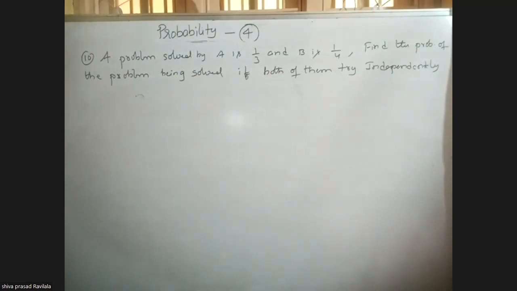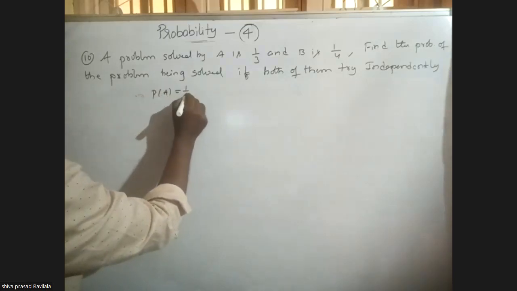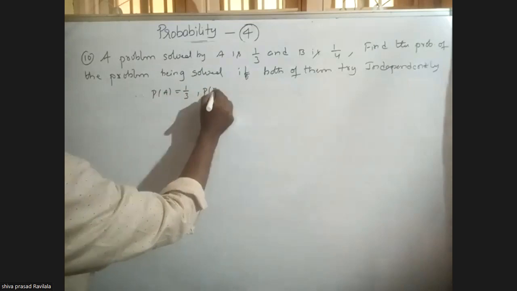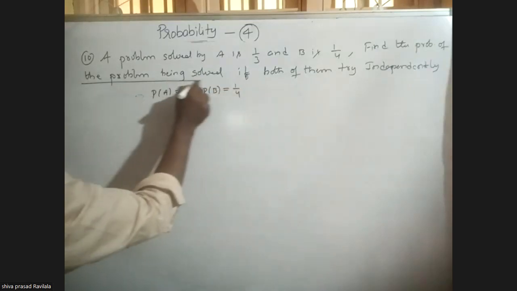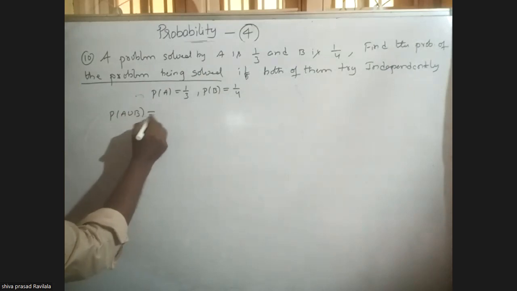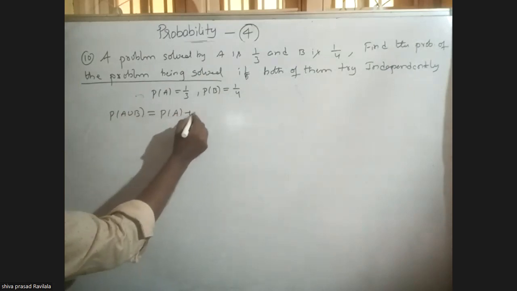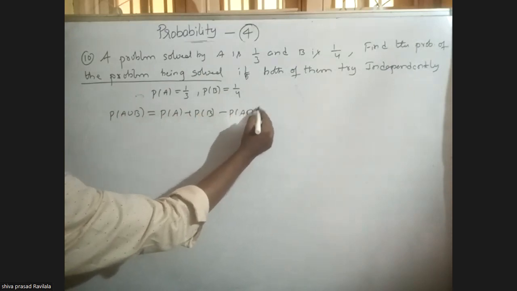Means A, B are independent events, that is probability of A intersection B is equal to probability of A into probability of B. Probability of A is 1 by 3 and probability of B is 1 by 4. Okay. Try to understand this line. Probability of being solved means probability of A union B. Again, addition theorem: probability of A plus probability of B minus probability of A intersection B.